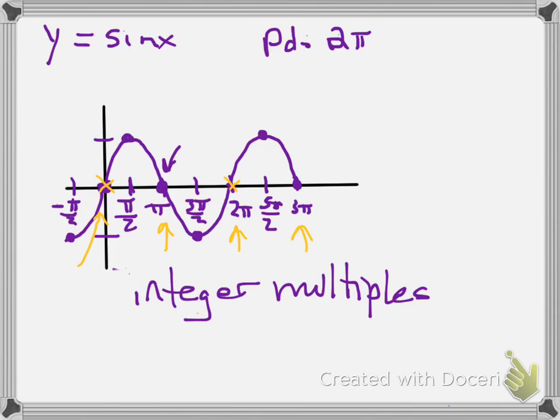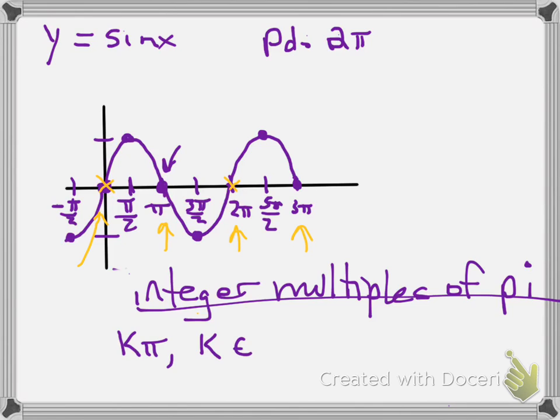We don't do anything in mathematics. Well, we do some things, but in math, we generally are going to have a notation for everything. That's too many words to write. So we're going to say that the integer multiples of pi, the way we would express that is k times pi, where k is an integer.